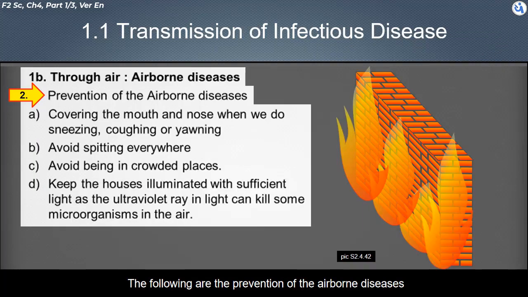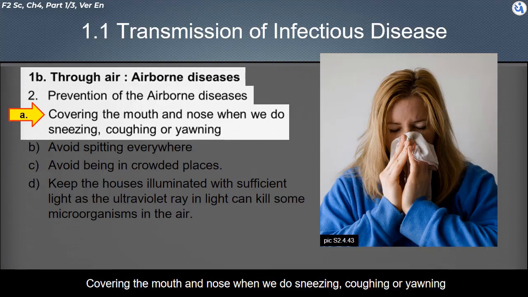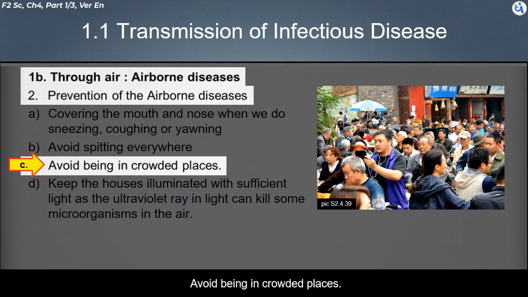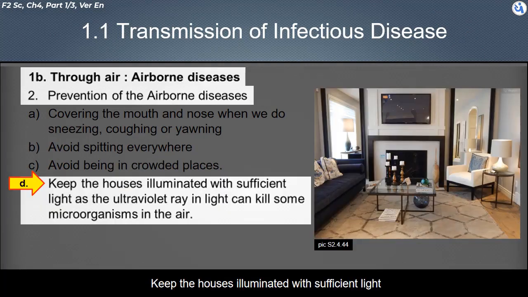The following are the preventions of airborne diseases. Cover the mouth and nose when sneezing, coughing, or yawning. Avoid spitting everywhere. Avoid being in crowded places. Keep the houses illuminated with sufficient light, as the ultraviolet ray in light can kill some microorganisms in the air.